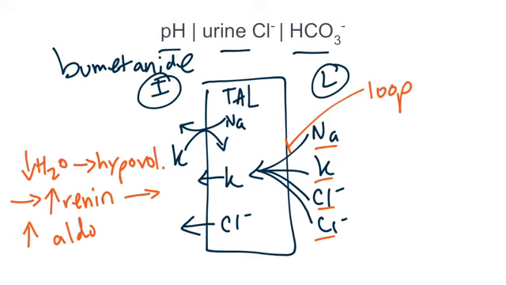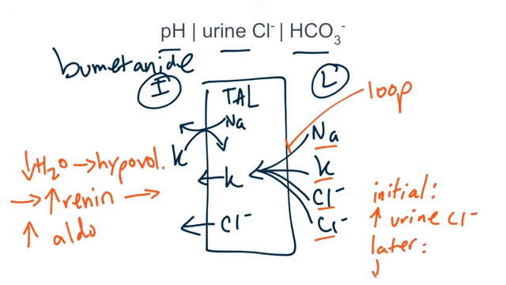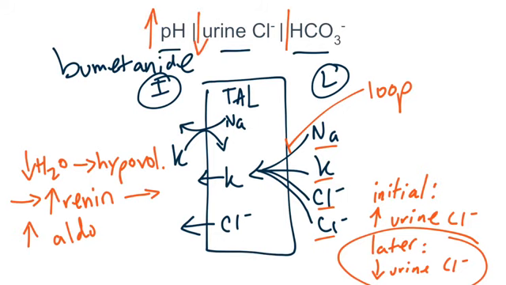Initially, after starting the loop diuretic, much of the chloride would be lost in the urine, so the initial urine chloride would be high. However, because this patient has been on a loop diuretic for several weeks, the chloride concentration in the blood is likely low, which means there is less filtered chloride, and therefore less chloride lost in the urine. So in this patient, we'd expect to see a low urine chloride. So again, this patient would have a metabolic alkalosis with a high pH, a low urine chloride, and a high bicarbonate.